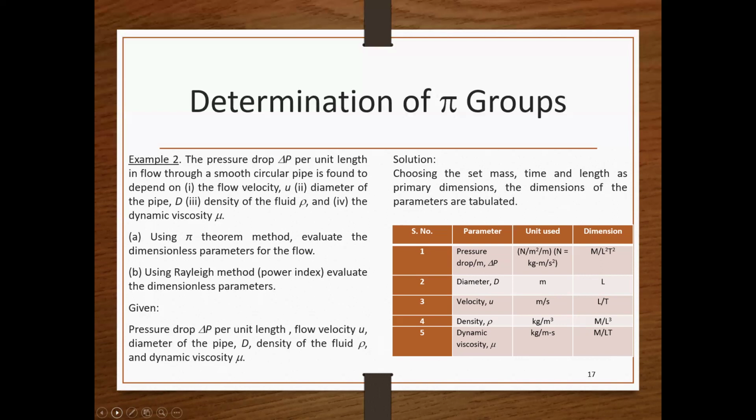Check that. You can derive that. The diameter D is in meters, or dimension L. Velocity U is meter per second, so the dimension is L over T, length and time. Density is kilogram per cubic meter, M over L cubed. Dynamic viscosity mu is kilogram per meter second, M over LT. Fix that first. Next.